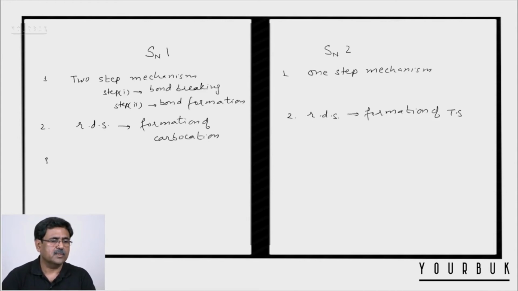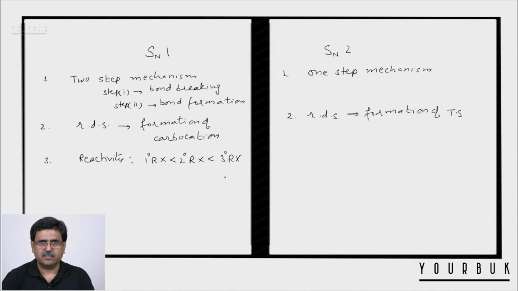Now, the third point is, since the SN1 reaction proceeds via carbocation, the more the stability of the carbocation, the more the reactivity towards SN1. So the reactivity order towards SN1 is this: 1 degree alkyl halide, then 2 degree alkyl halide, and then 3 degree alkyl halide is the most reactive.